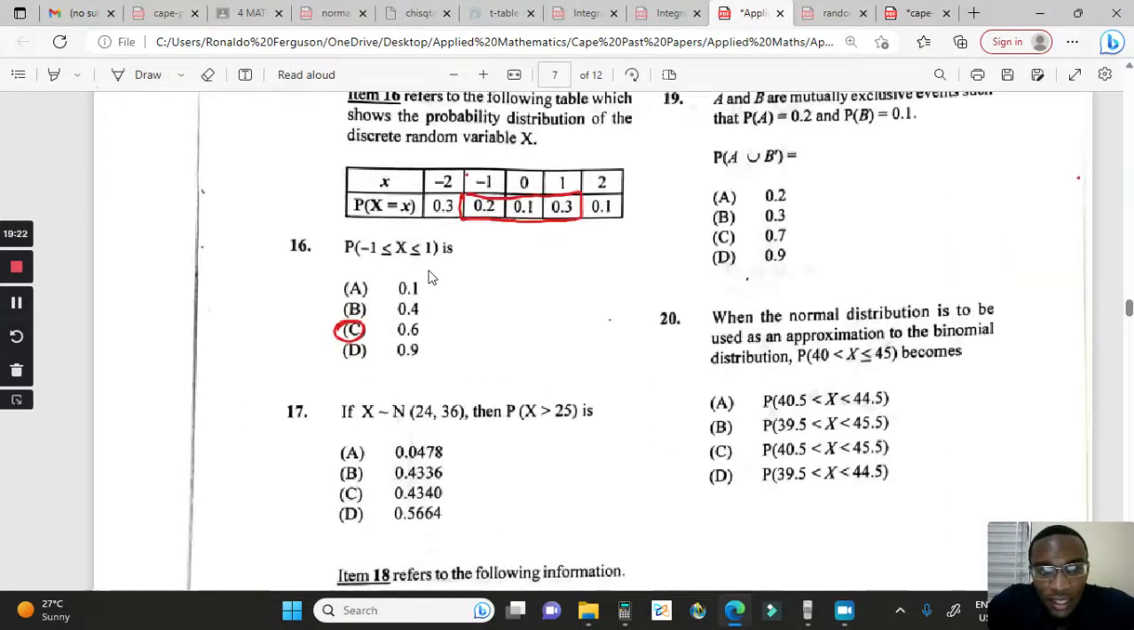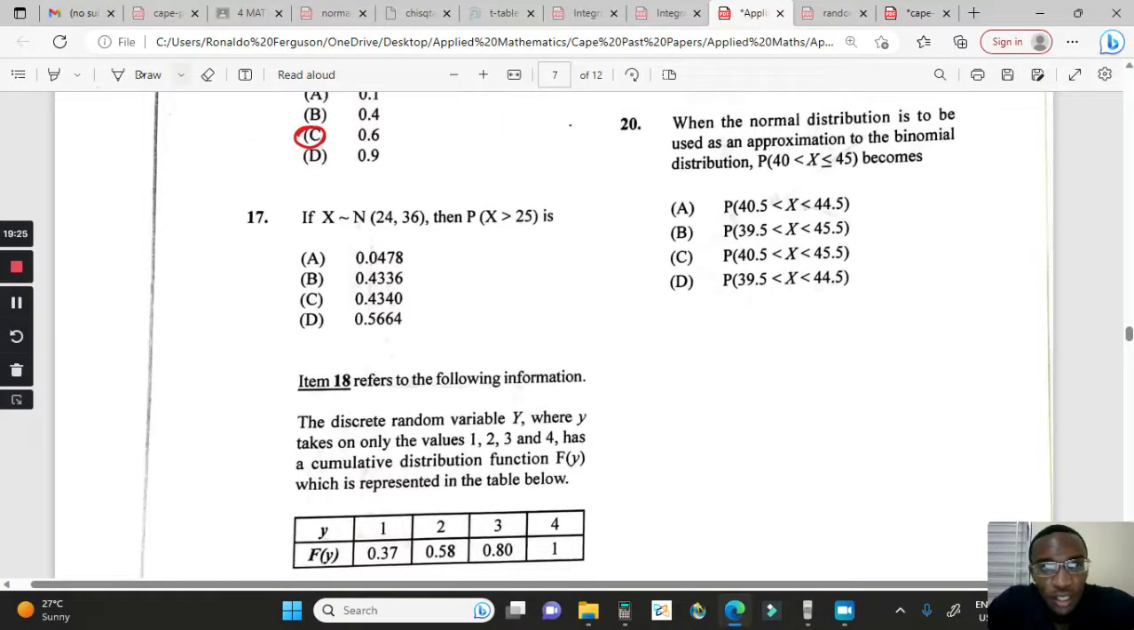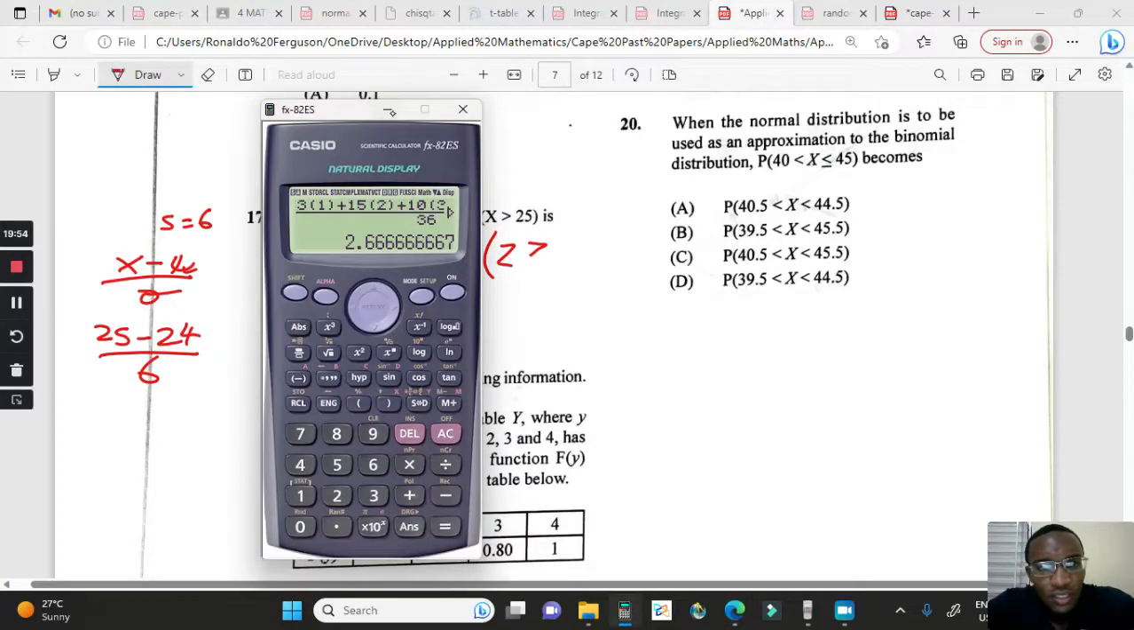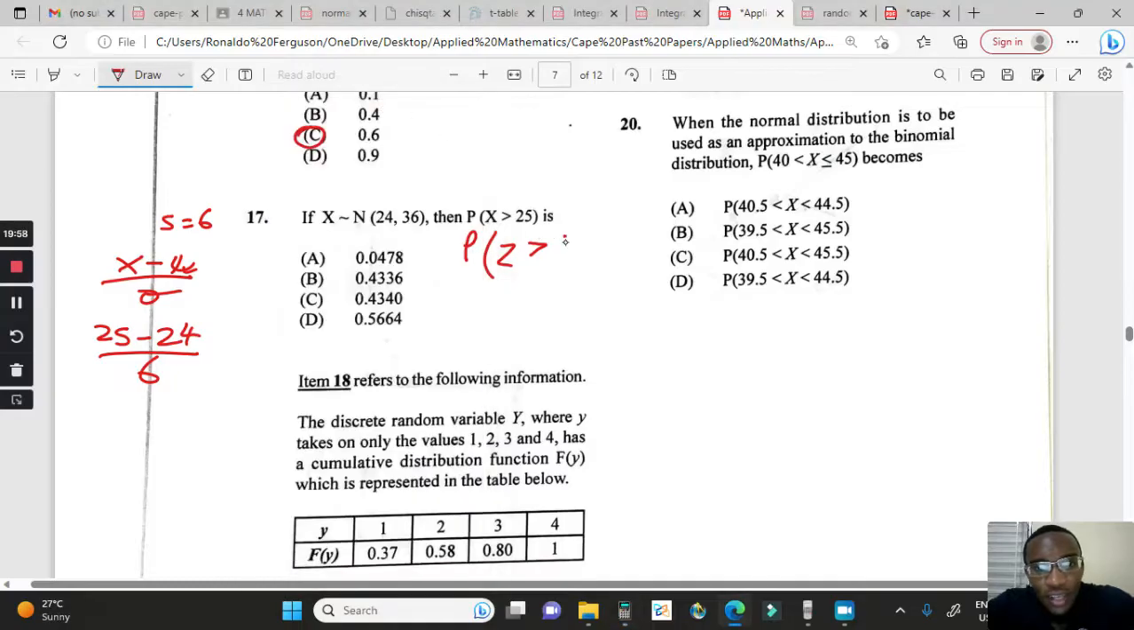Now we want, given that x follows a normal distribution with mean 24, and the variance is 36, so the standard deviation is 6. First thing we need to do is standardize this. So z is greater than, remember the formula is x minus the mean divided by the standard deviation. So it is 25 minus the mean 24 over the standard deviation 6. That's just 1 over 6. Now, the probability z is greater than 1 over 6 is the same as 1 minus the probability z is less than 1 over 6, which is 0.167.